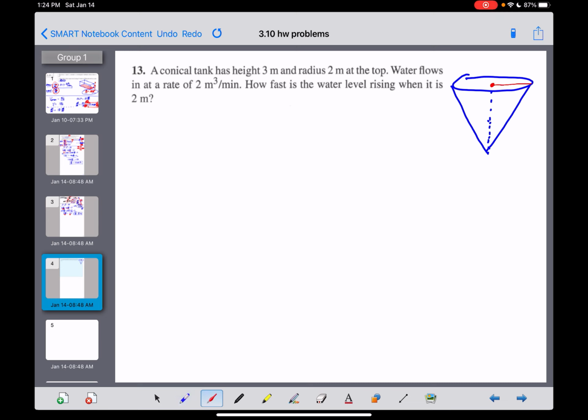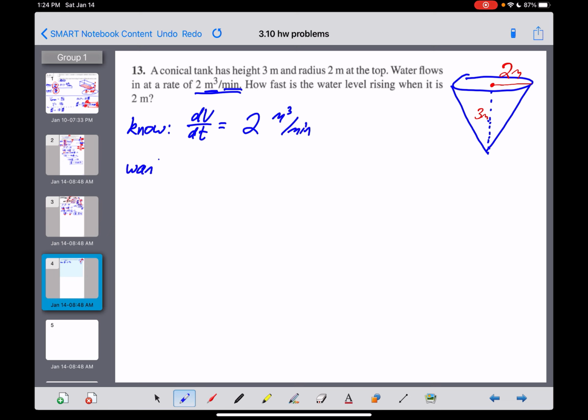Okay, what do we have, guys? We just said that our radius here was 2 meters and that our height was going to be 3 meters right there. Now, water flows into the tank at a rate of 2 cubic meters per minute. That right there is a derivative that we were just given, everybody. Cubic meters is a measure of volume, so that's dV. Minutes is a measure of time. So dV/dt is equal to 2, and that's cubic meters per minute.